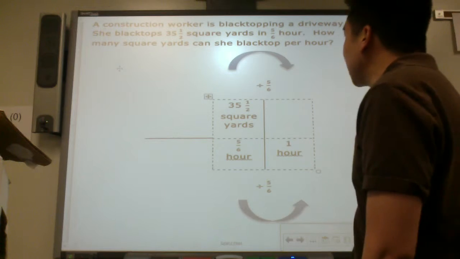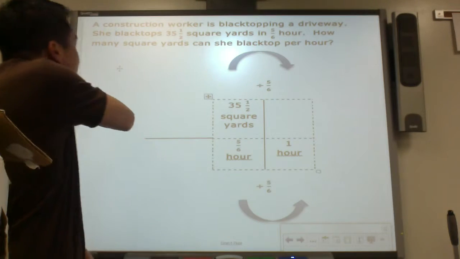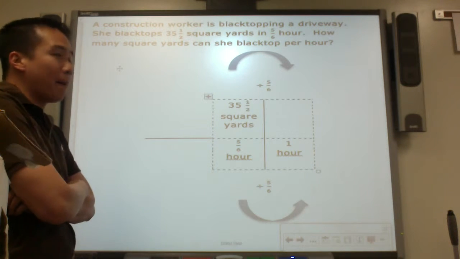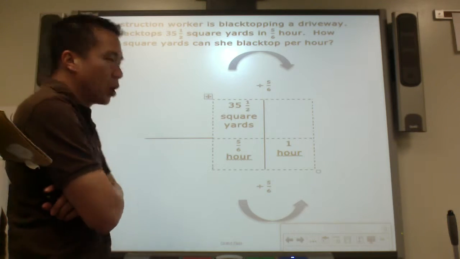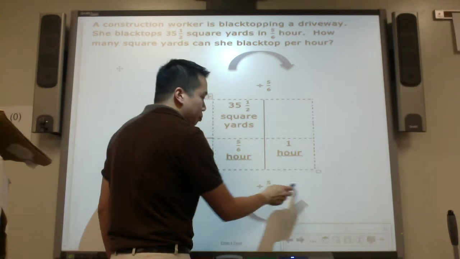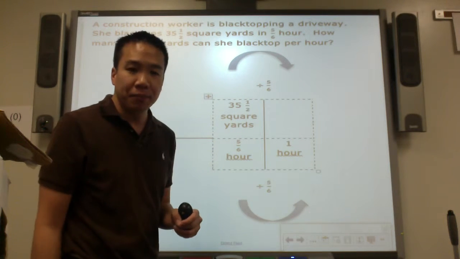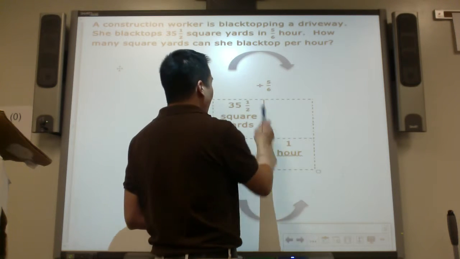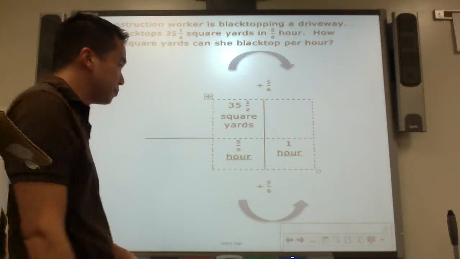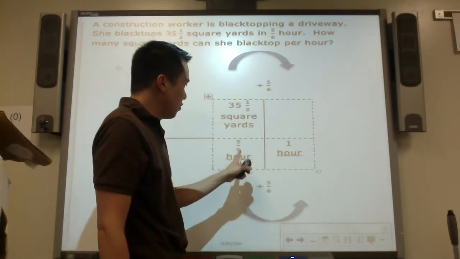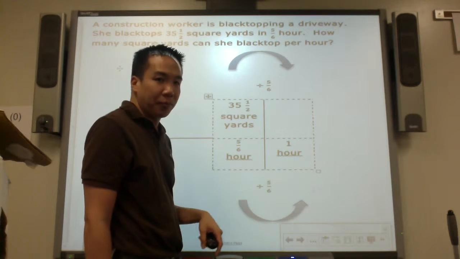So a construction worker is blacktopping a driveway. She blacktops 35 and a half square yards in 5/6 hours. How many square yards can she blacktop per hour? Per hour means for every 1 hour. So are we scaling up or breaking it down? We're breaking it down. How do you scale down from 5/6 hours to 1 hour? I'm going to divide by 5/6. 5/6 divided by 5/6 is 1 hour.